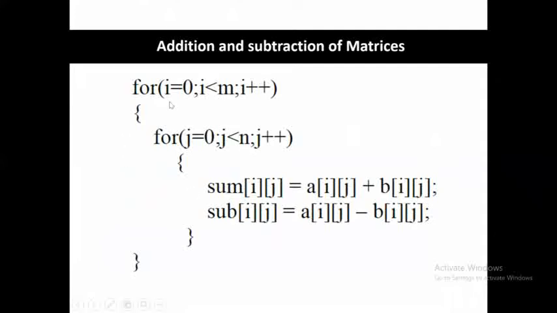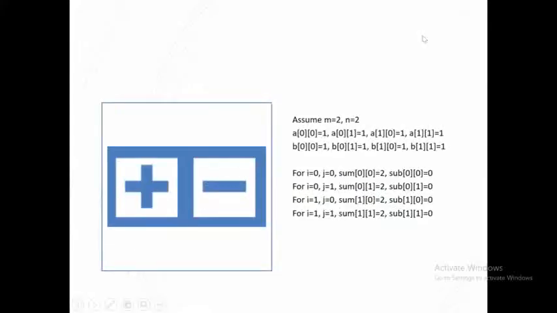This one. Previously the i value was 0. Now i is incremented by 1. The condition 1 less than 2 is true, so it enters this loop. Now j again starts from 0. The condition 0 less than 2 is true. Now sum of 1 0. Okay, now what is sum of 1 0?